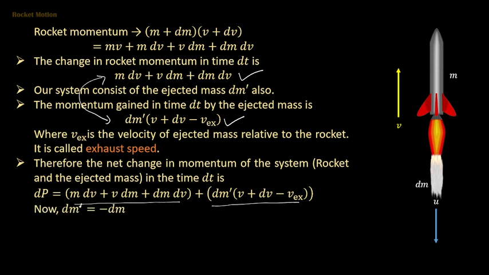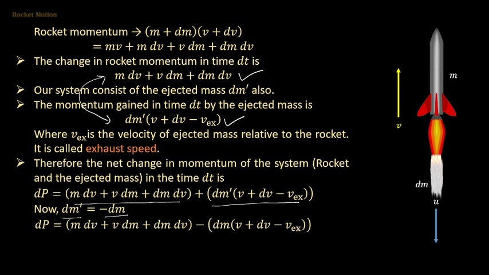Now we know that dm dash is just the negative of dm. Dm dash represents the mass that has escaped the rocket, and dm is the change in mass of the rocket. So they are negative of each other. The mass that is escaping and the mass by which the mass of the rocket changes are negative of each other. So we replace dm dash by dm.